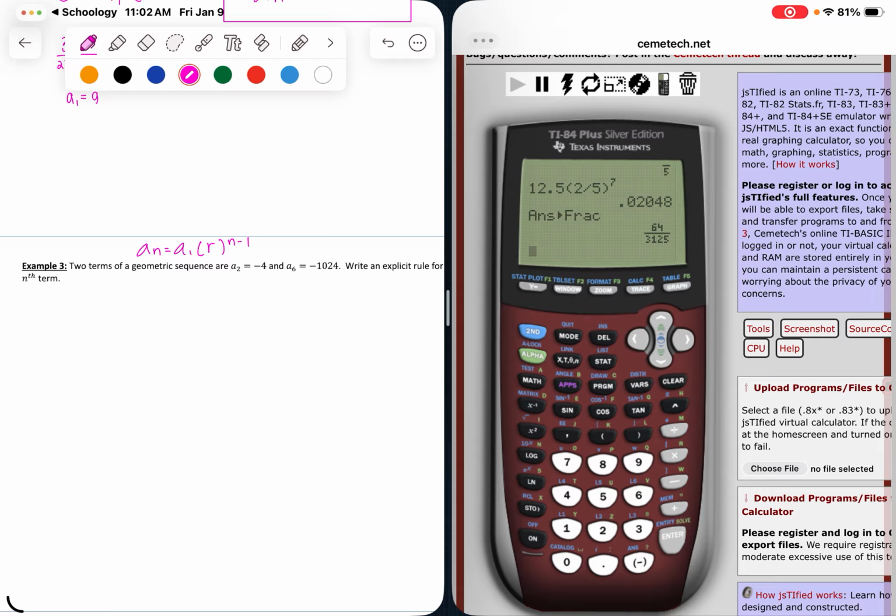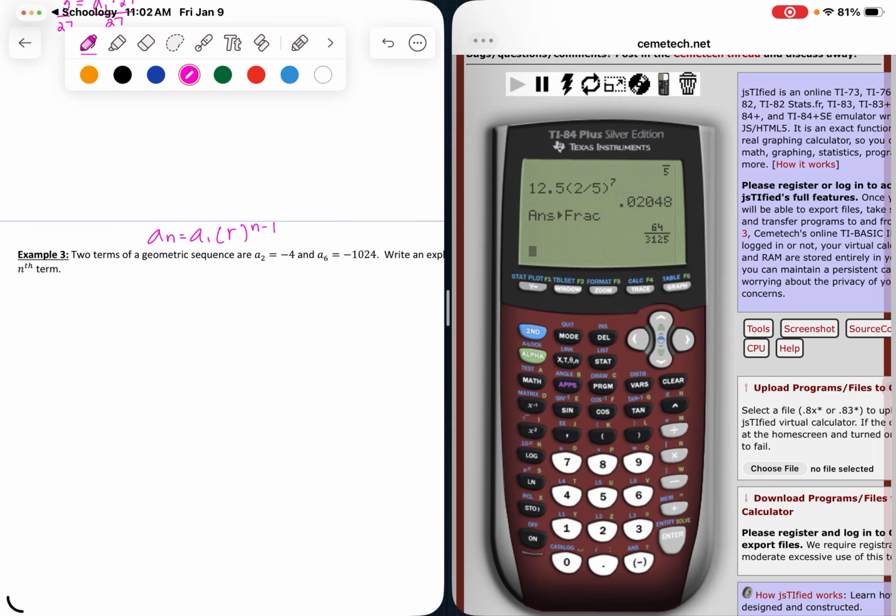We cannot write 2 ordered pairs and write an equation of a line. This is not an equation of a line. This is an exponential function, all right? So let's write our system. So I'm going to say when I plug in 2 for n, I get an output of -4. So I have -4 is equal to a sub 1 times r to the, and then I'm plugging in 2 for n. So 2 minus 1 is the first power.